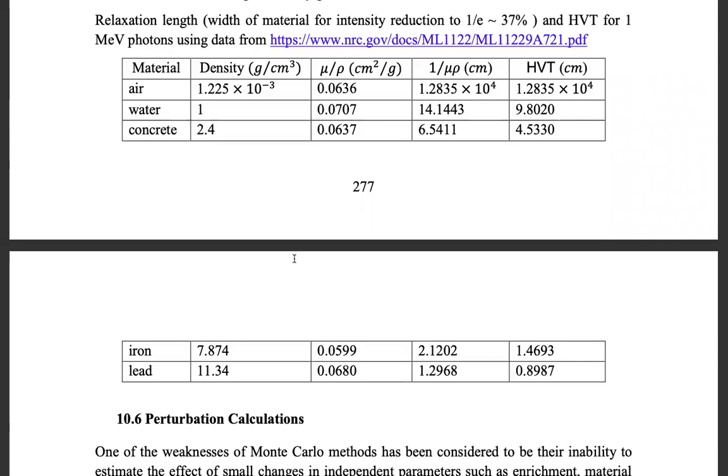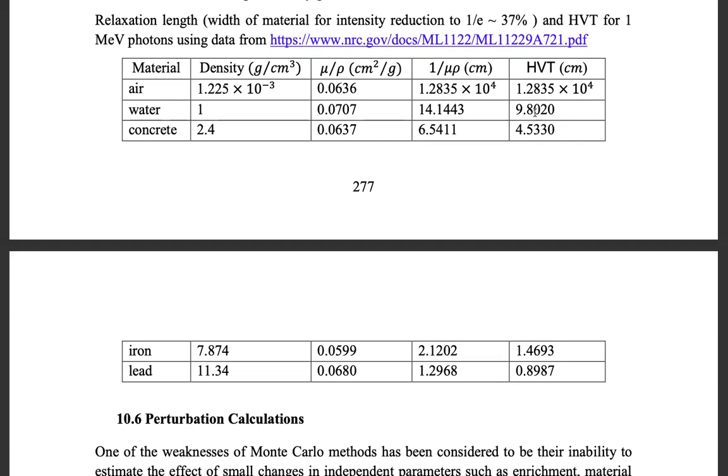Now let me show you this table for what is called the half value thickness. So engineers need a rule of thumb that roughly how many centimeters do you need of any material to reduce something by half, to reduce radiation by half. So that amount of material is what we call the half value thickness. So from here you can see that I've taken this data from the nrc.gov site for the attenuation coefficient, the mass attenuation coefficient, mu over rho. So I estimated the half value thickness.